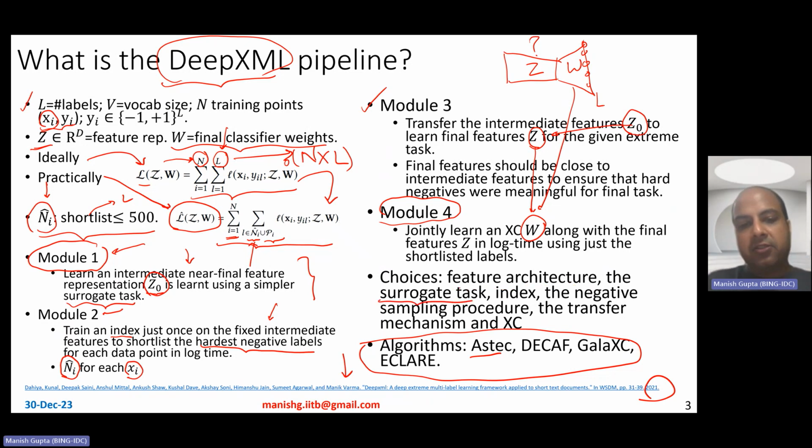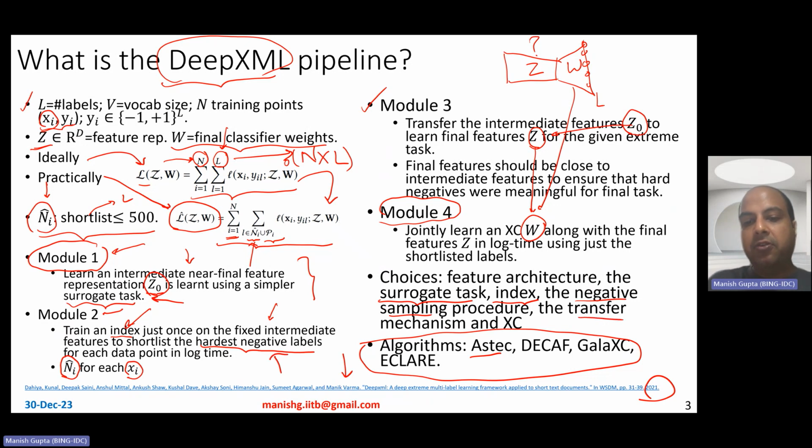Then what is the surrogate task? So remember, we used the surrogate task in module 1 to train it. So what is the surrogate task? What is this index which you're using to basically index these intermediate feature representations? What is the negative sampling procedure? So you get these hardest negatives. How do you get them from the index?